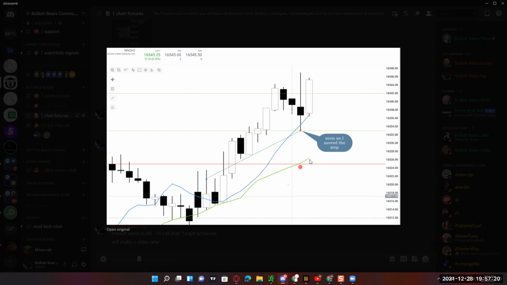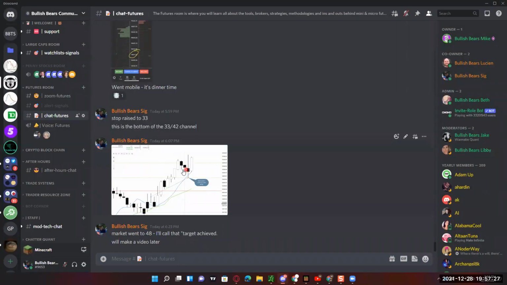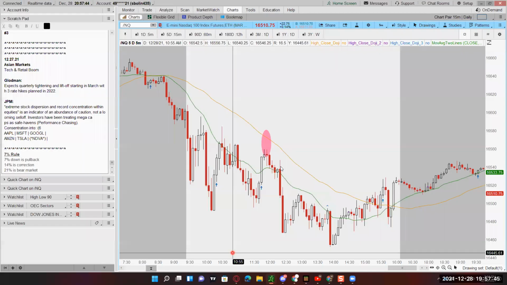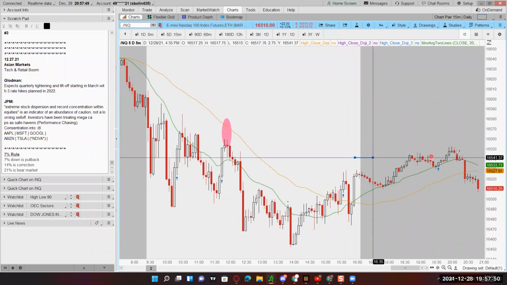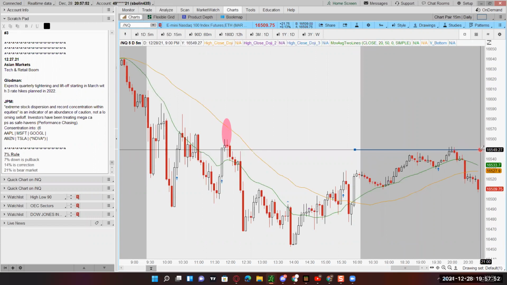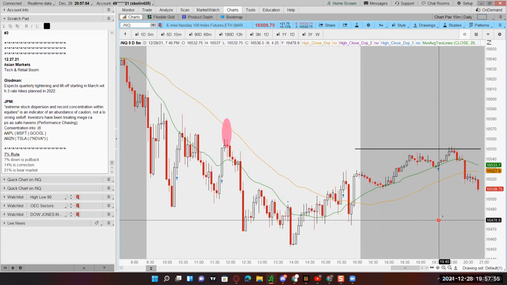My price target in this trade was 16,550. So when we got around the 33 mark, I went ahead and brought my stop up, and I'm telling you, it wasn't even a minute later, price dipped down, smacked me out, and continued to run away. But you can see we did hit my target. 16,550 was the target, and 16,550 is what we got.